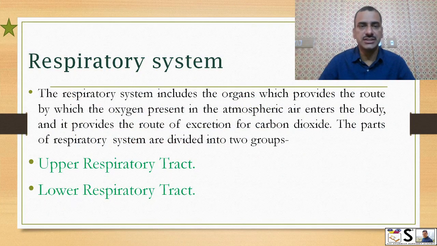What is the respiratory system? The respiratory system includes the organs which provide the route or pathway for oxygen, which is present in the atmospheric air, to enter into the body, and it also provides the pathway or route for excretion of carbon dioxide. The parts of the respiratory system are divided into two main groups: upper respiratory tract and lower respiratory tract. In this lecture, we will discuss the lower respiratory tract.